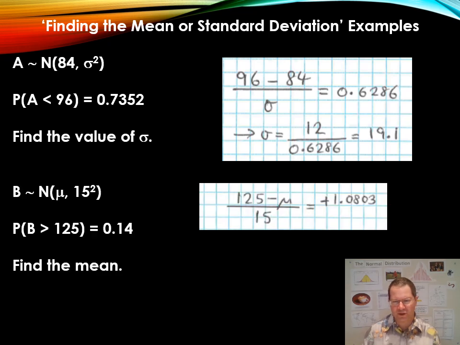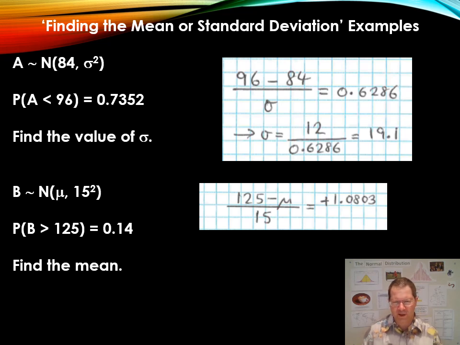In our second example, it's the mean that we don't have. We're told that B is normally distributed with a mean of mu and a standard deviation of 15. And we're also told that the probability that B is greater than 125 equals 0.14. Okay, so just like in A, we are on the right-hand side of the mean, because if 14% is to the right, that means that z is positive.